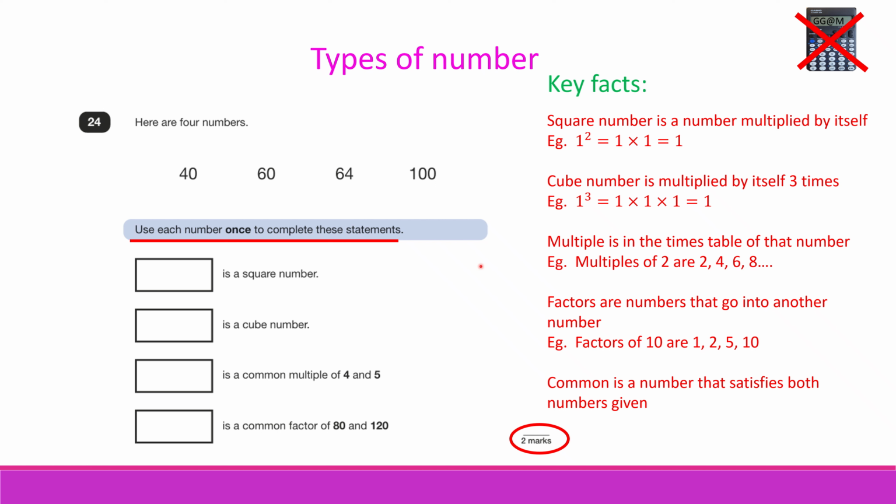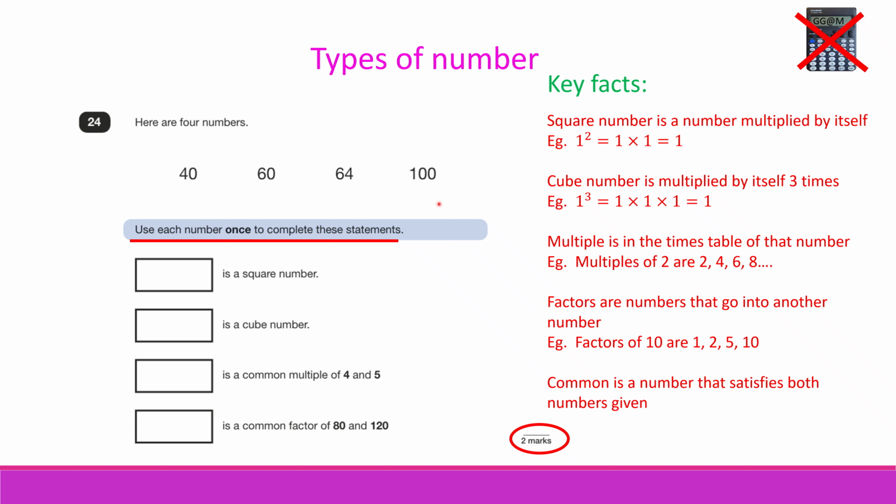Hello again. Right, now to answer our question. Our first statement is a square number. As we know from here, a square number is a number multiplied by itself. So our square numbers are 1 squared is 1, 2 squared is 4, 3 squared is 9, 4 squared is 16, 5 squared is 25, 6 squared is 36, 7 squared is 49, 8 squared is 64, that's one of our numbers, 9 squared is 81, and 10 squared is 100.